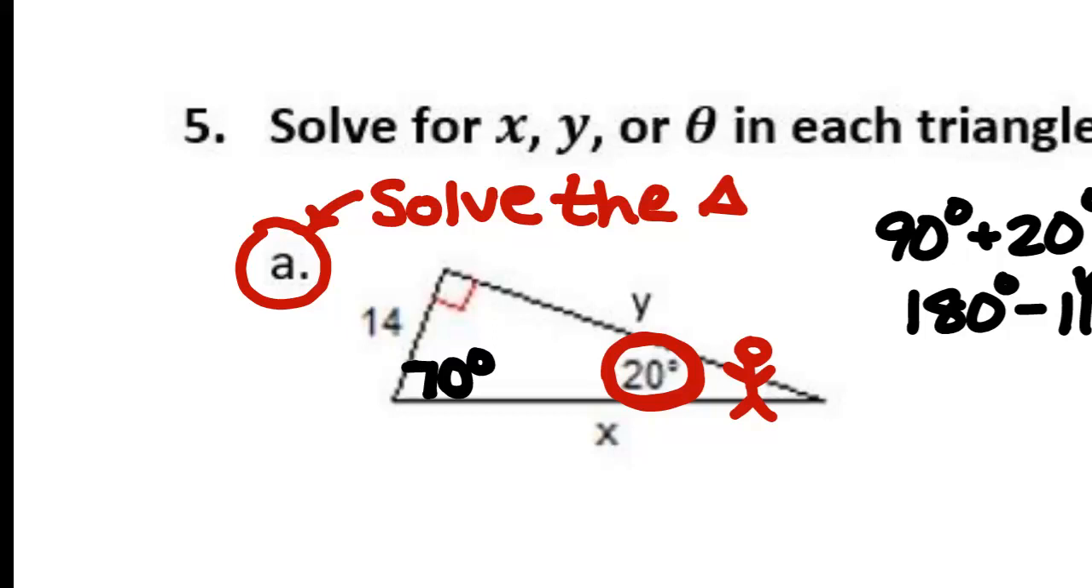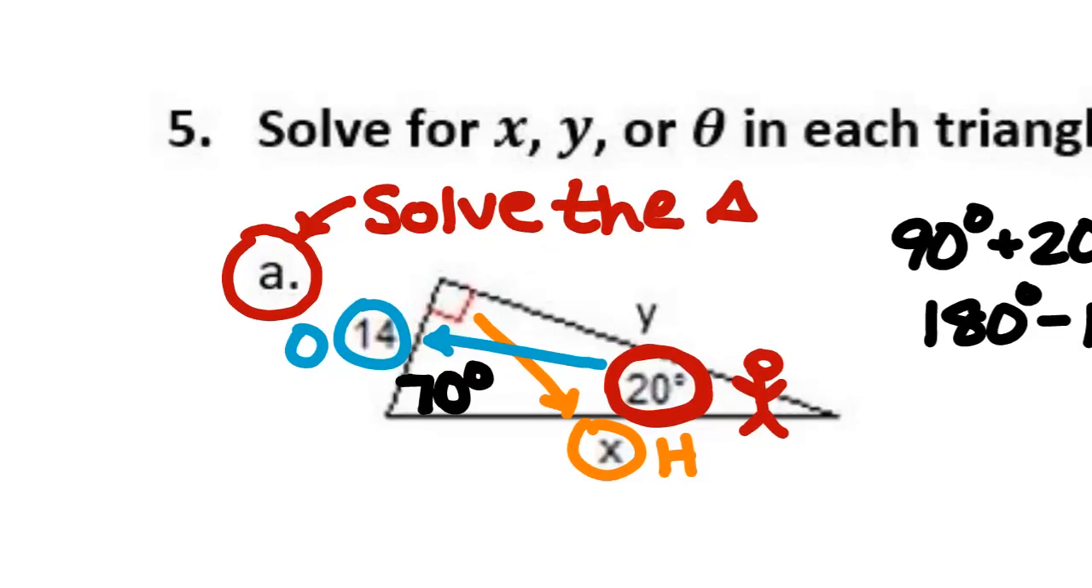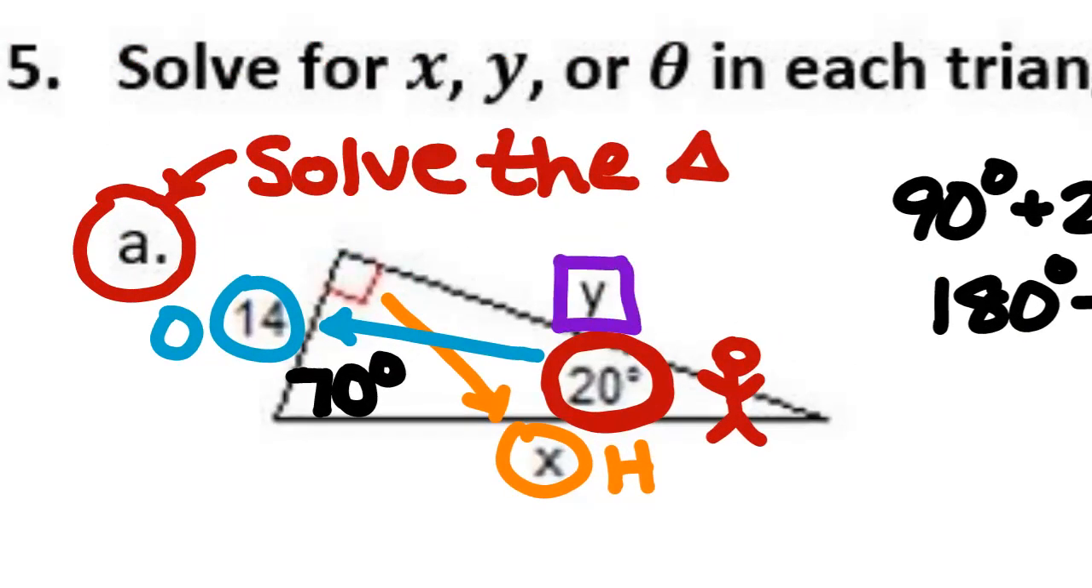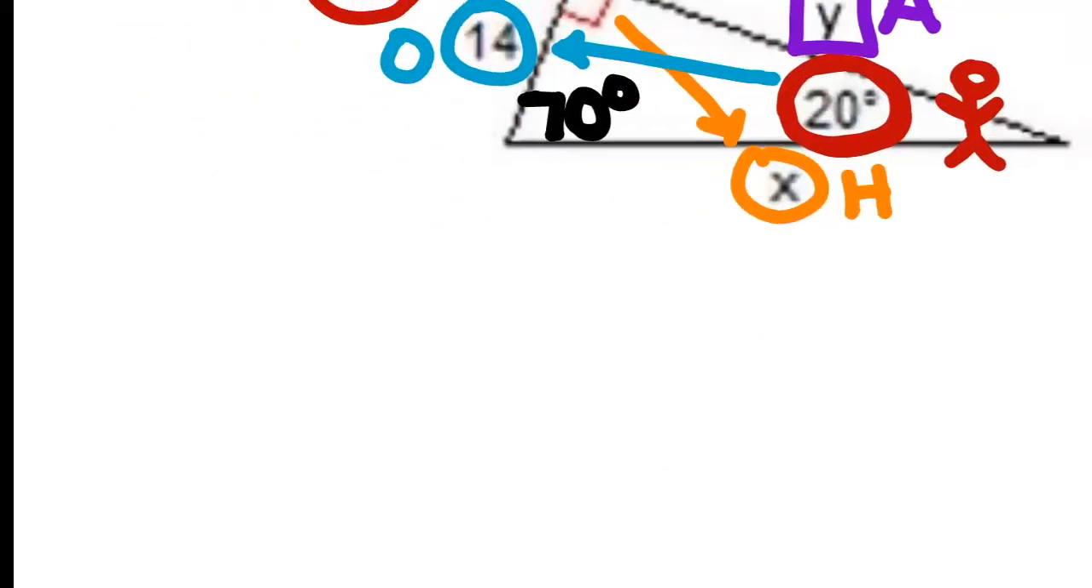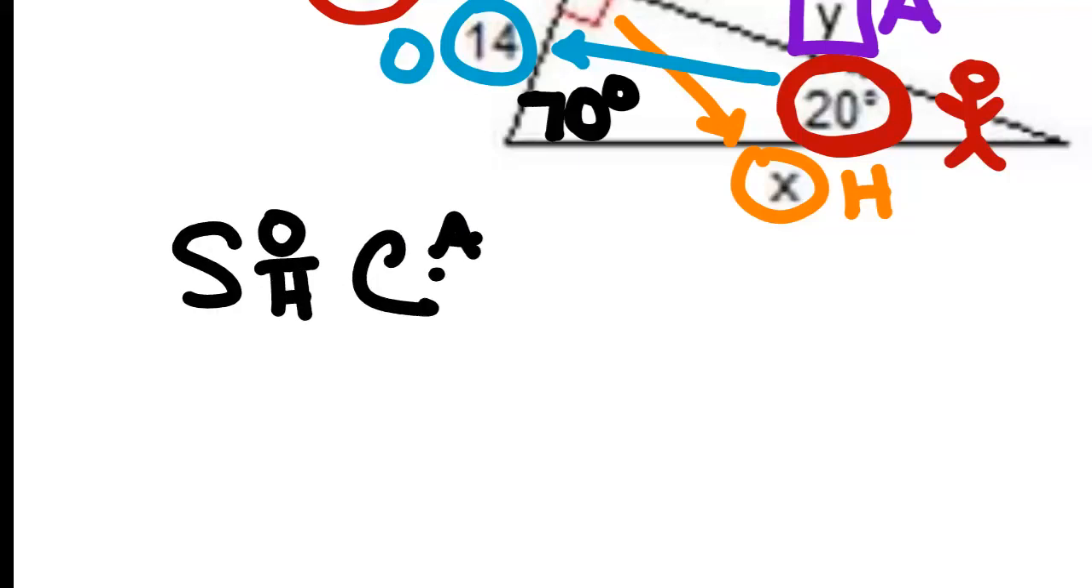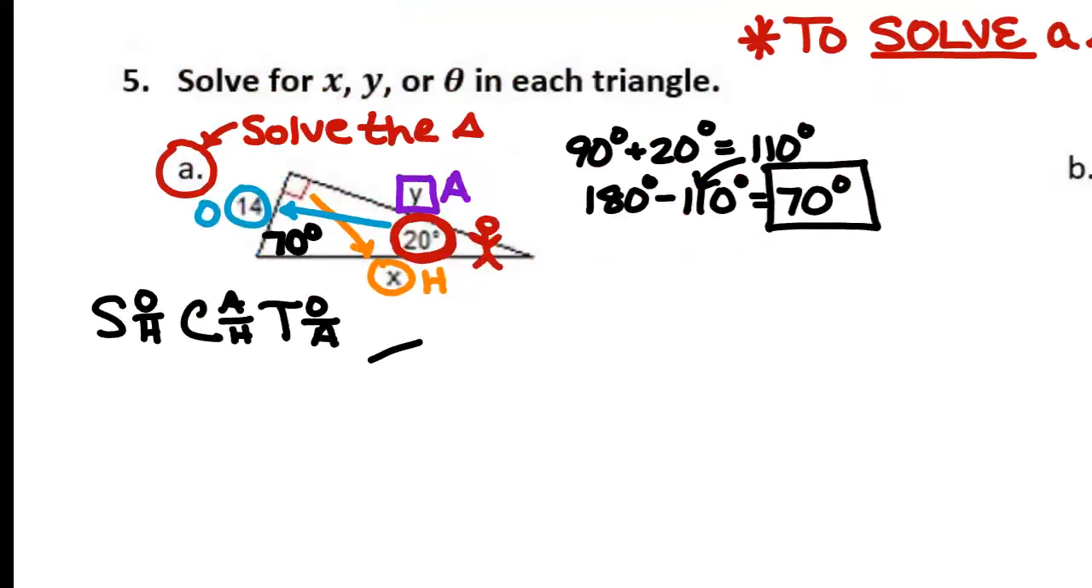We're going to label our sides now. Which side do we label first? Hypotenuse. What's the hypotenuse here? X. Then we label which side? Opposite. What's the opposite side of this triangle? 14. And so Y is which side? That's the adjacent side. Perfect. Now we bust out SOHCAHTOA.